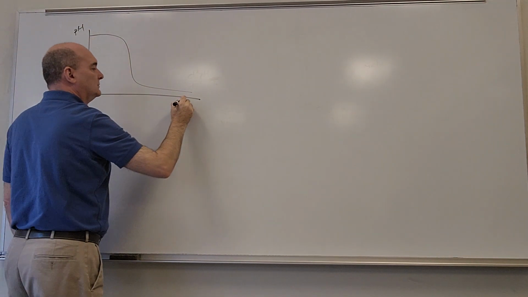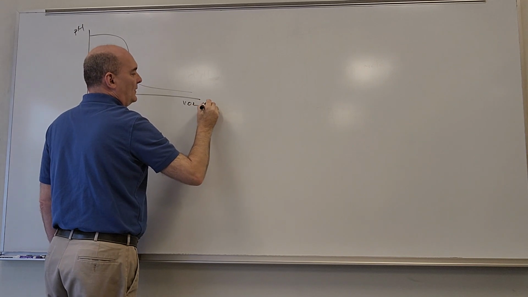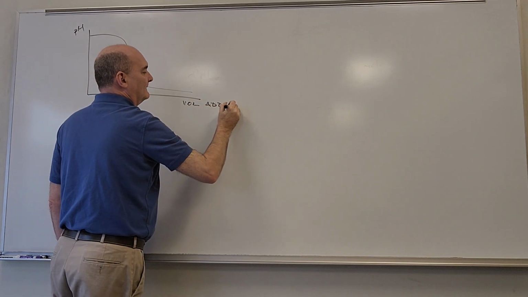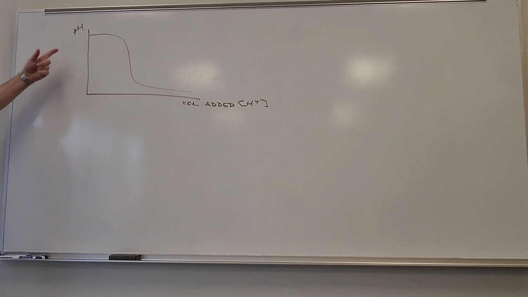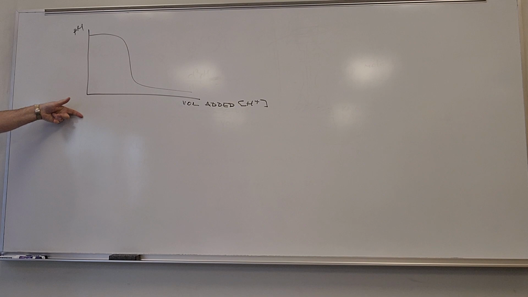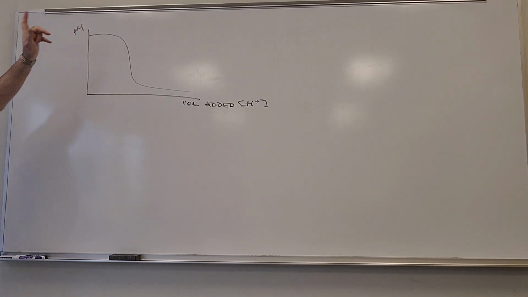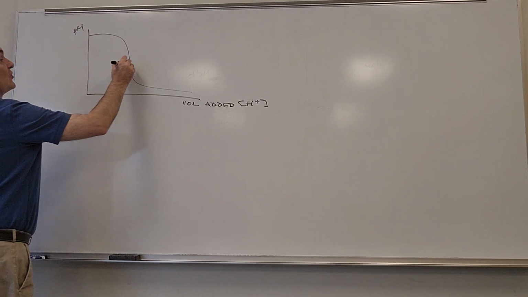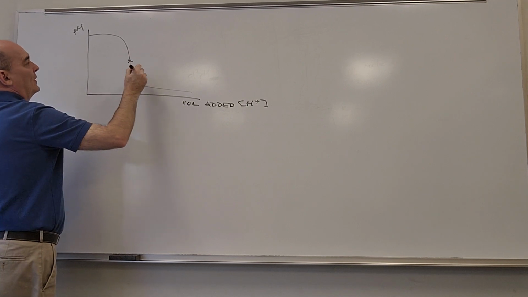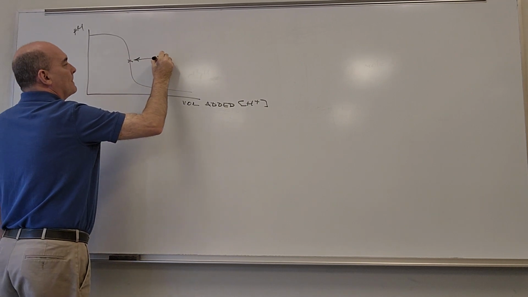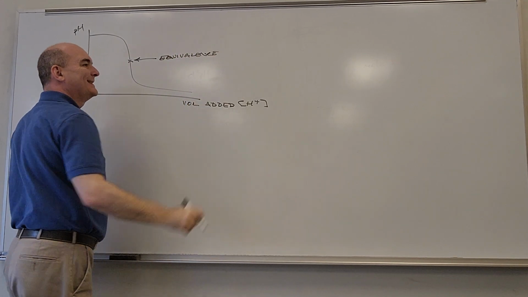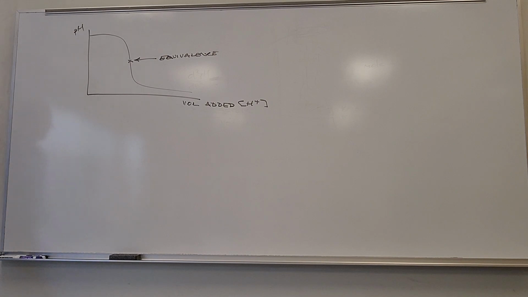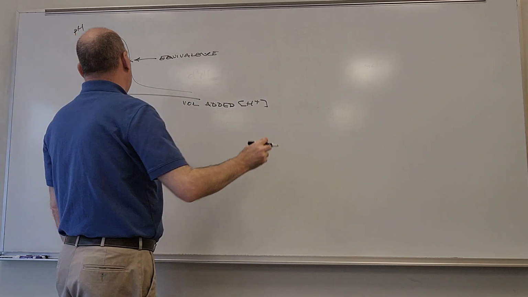This is pH, and this is volume of added acid, because I'm starting high and going low. If I was adding base to acid, the curve would go the other way. Okay? So, first off, equivalence happens at the steepest part of this curve, at the inflection, which we can spot by taking the derivative.